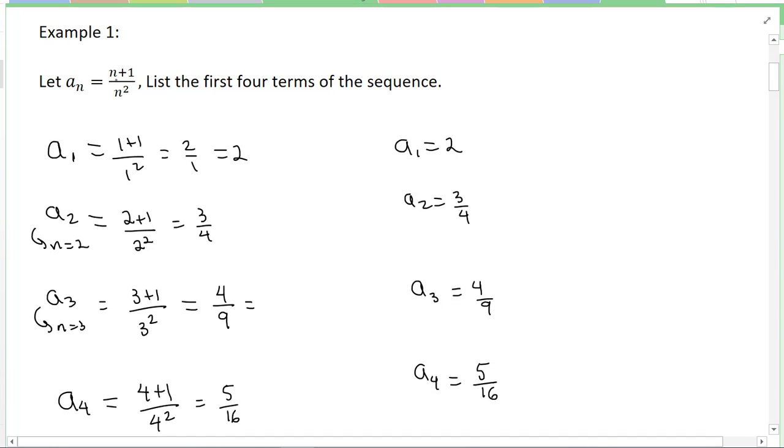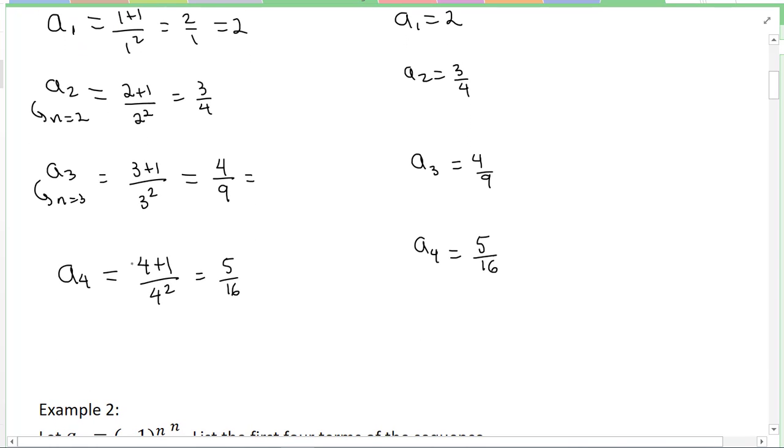So the sequence is the function that assigns essentially a formula to every natural number. And so to write the sequence, I will say a sub n equals n plus 1 over n squared is equal to the set of, and then we start with our terms. So it'll be 2, 3/4, 4/9, 5/16, and so on. It goes on to infinity.